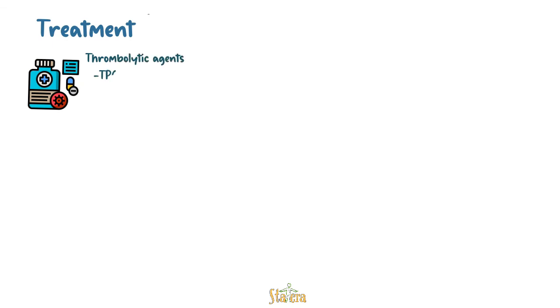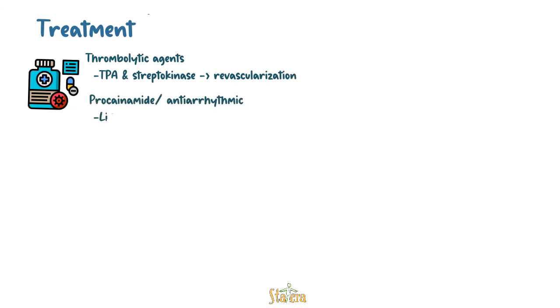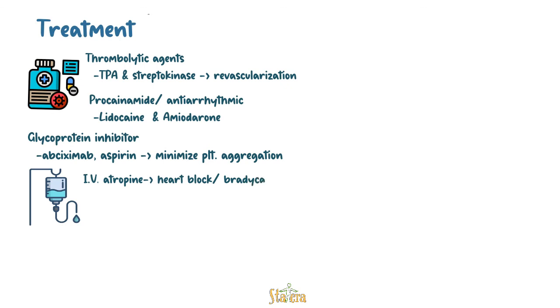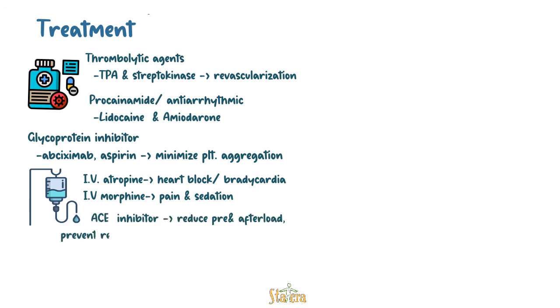Drugs are the mainstay of therapy. Typical drugs include thrombolytic agents, such as tissue plasminogen activator and streptokinase to revascularize myocardial tissue; procainamide or another antiarrhythmic, such as lidocaine or amiodarone; glycoprotein inhibitors such as abciximab or aspirin to minimize platelet aggregation; intravenous administration of atropine for heart block or bradycardia; and intravenous administration of morphine for pain and sedation. Lastly is angiotensin-converting enzyme inhibitor to reduce afterload and preload and prevent remodeling.